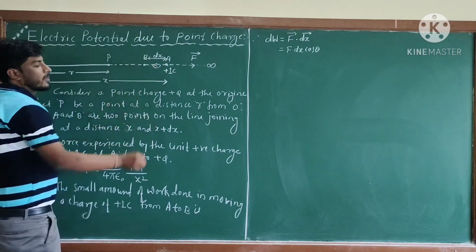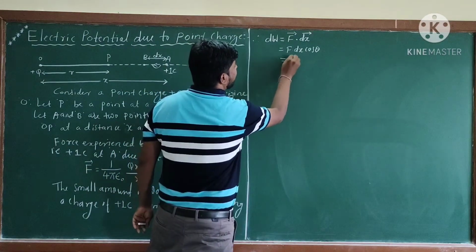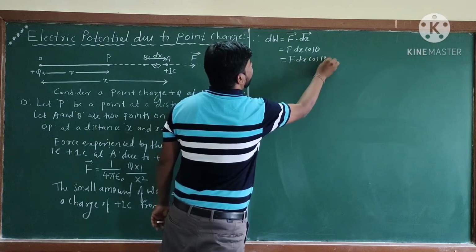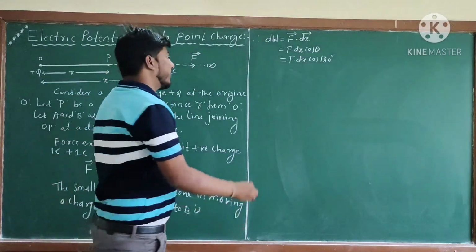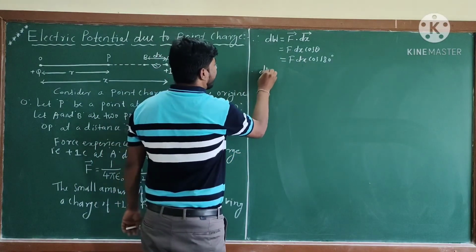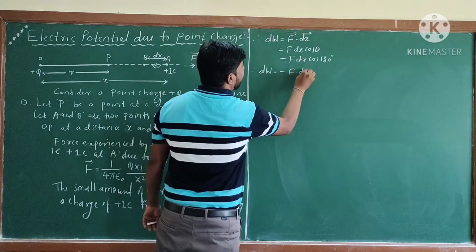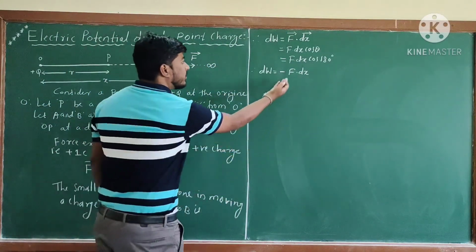So now here it makes an angle of 180 degrees. So it is F dx cos 180 degrees. So cos of 180 degrees is how much? It is minus 1. Therefore we write dW is equal to minus F into dx. So we substitute the values of F here.